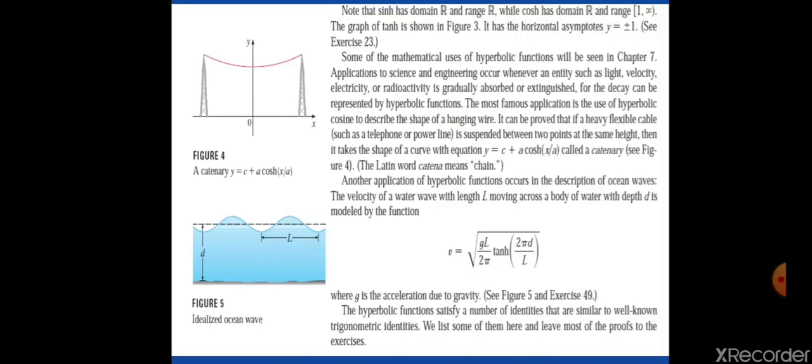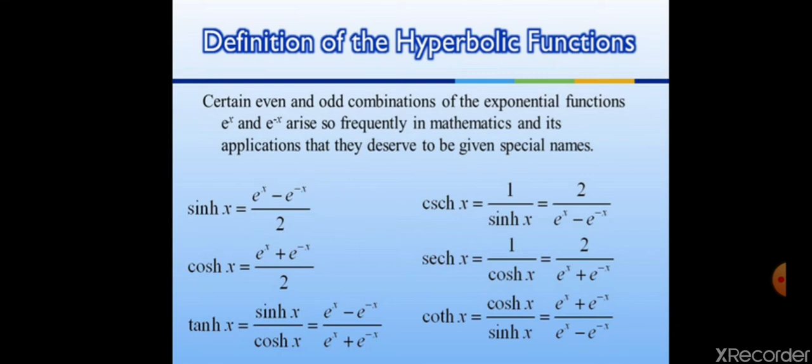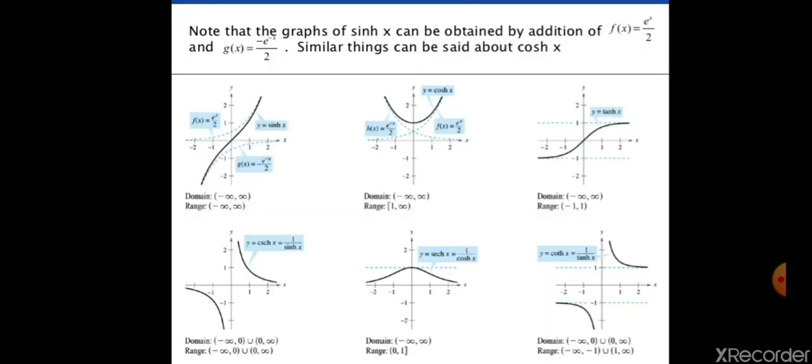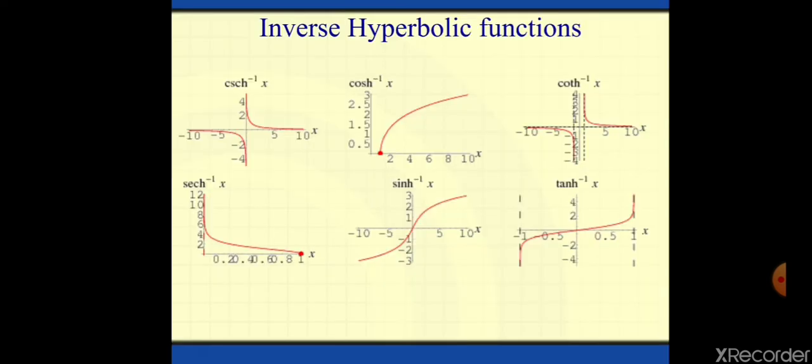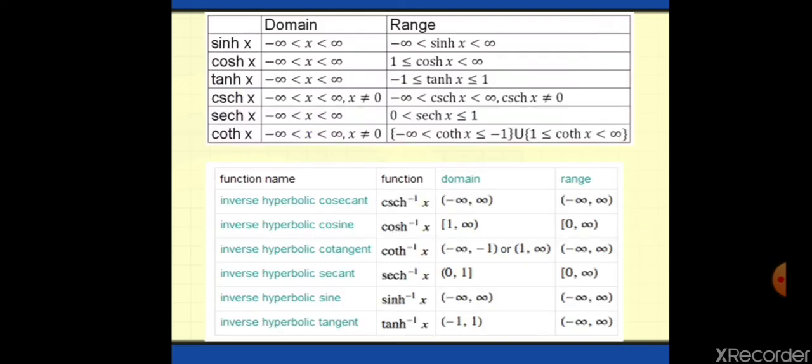The hyperbolic functions have different applications, and these are the hyperbolic functions. Here we have hyperbolic sine, hyperbolic cosine, and sometimes we call them sinh x, cosh x, and so on, and hyperbolic tan, hyperbolic cosec, hyperbolic sec, and hyperbolic cotan. You have to remember these rules well. And here we have the graphs of the hyperbolic functions with domain and range of each for your knowledge, and the inverse hyperbolic functions with domain and range.